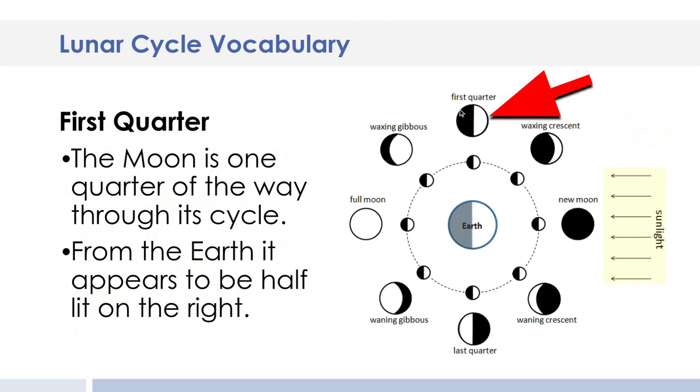Next, we have the first quarter moon. The moon is 1/4 of the way through its cycle. If it's 1/4 of the way through, that's how it got its name, the first quarter. From the Earth, it appears to be half lit on the right. So on Earth, if we were looking at this phase, the right side would be lit and the left side would be unlit. And it also would appear the same from space, because remember, the sun is over here on the right.